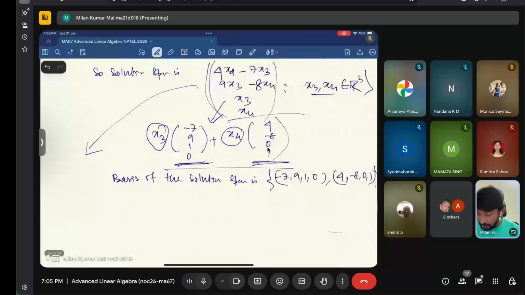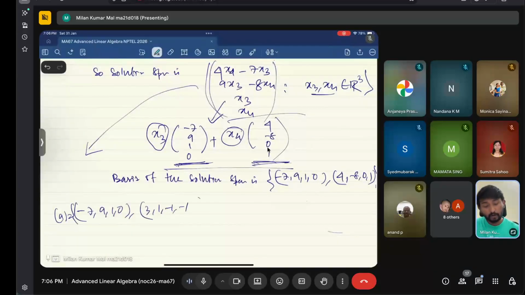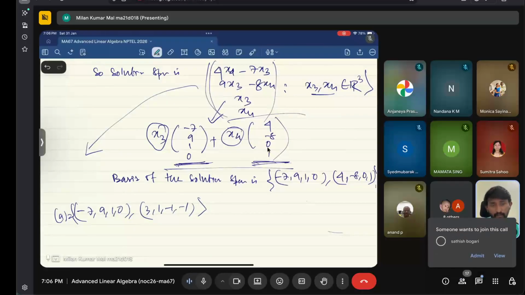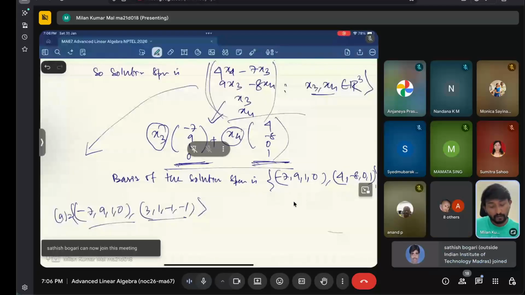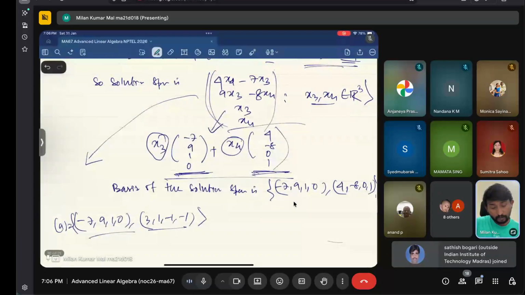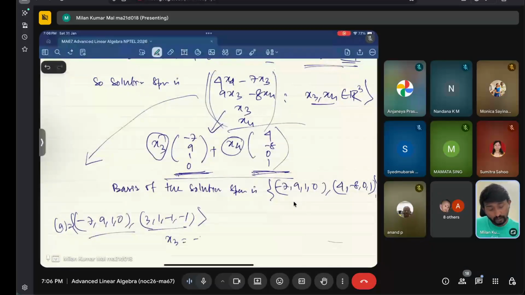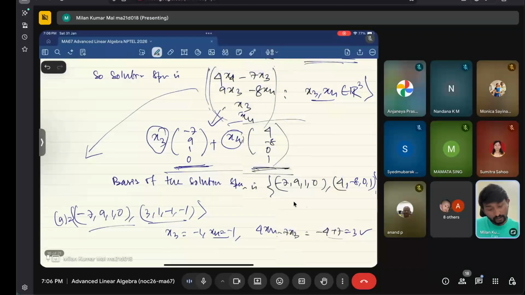So what was that, minus 7, 9, 1 comma 0? This is the first vector. Option A was like this, and the second vector is 3 comma 1 comma minus 1 comma minus 1. This is option B, the second option. First is correct, but second is not correct. Why is second not correct? Because if you replace this 3, 1, minus 1 here, what you'll get is x3 will be minus 1, x4 will be minus 1. Okay, so then 4x4 minus 7x3, what is it becoming? Minus 4 plus 7, that will be 3. That's matching, that's good.